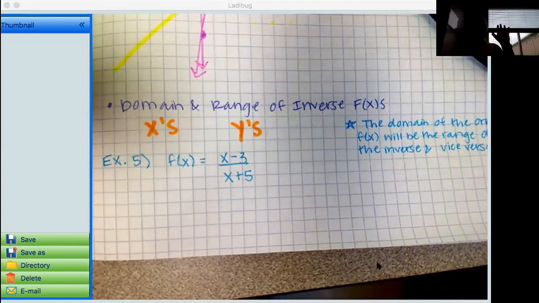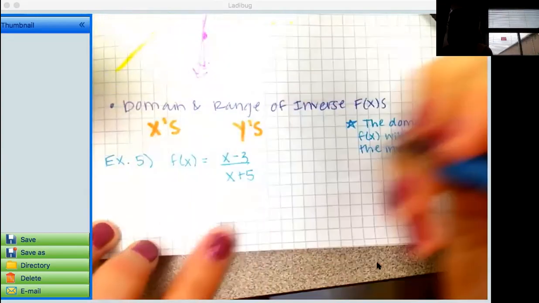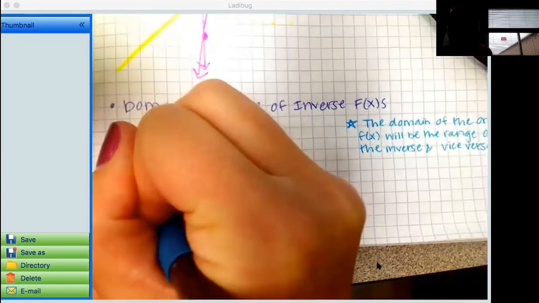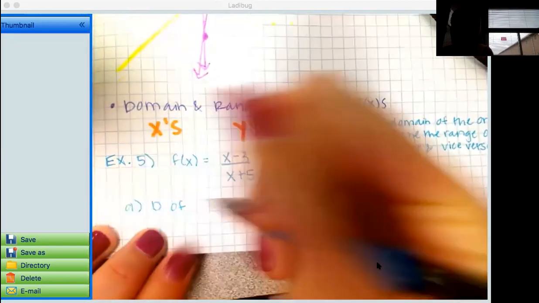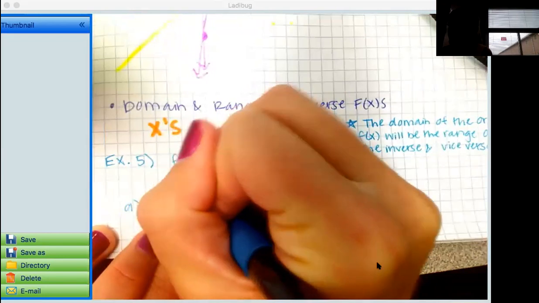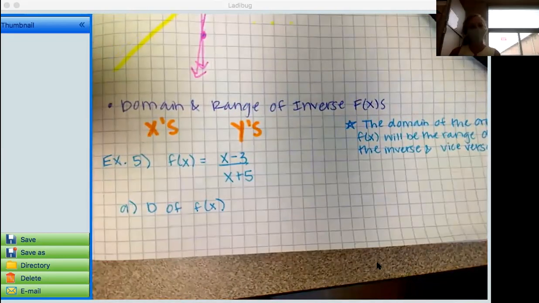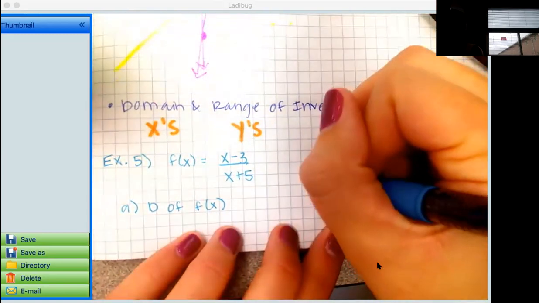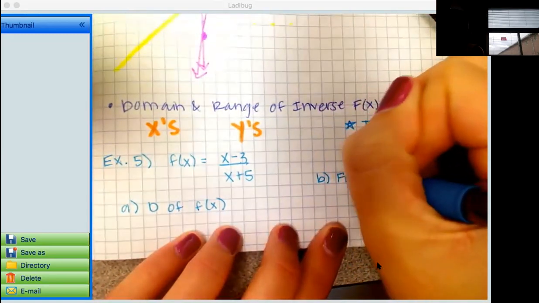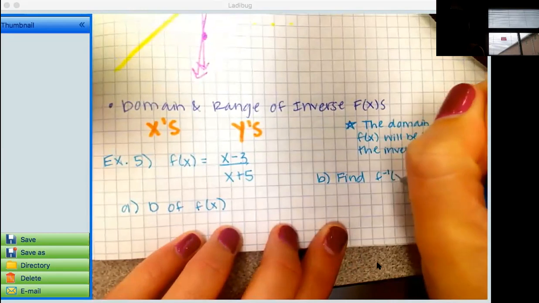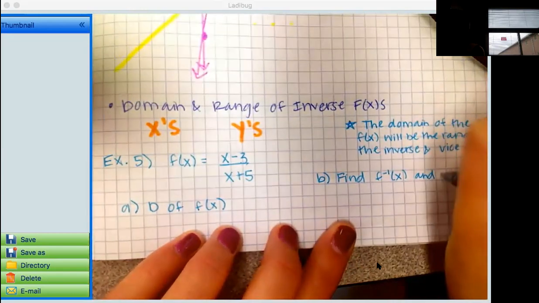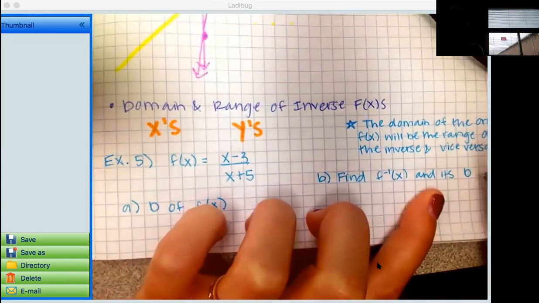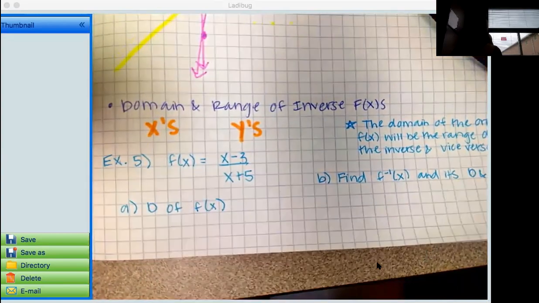All right. F of x equals. They gave us this function and they ask you, let's do A, they want the domain of f of x. And then part B, they want us to find the inverse and its domain and range.